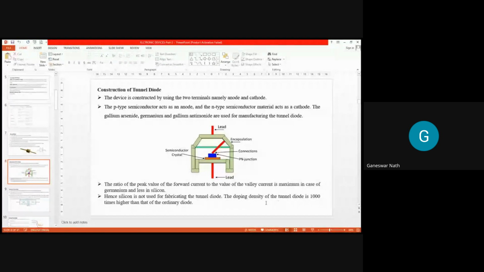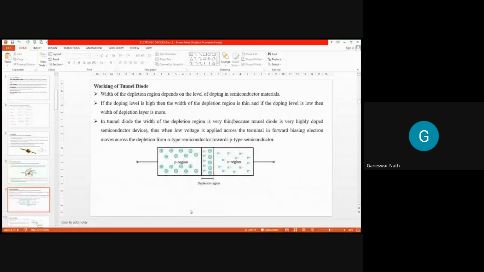Okay. So the doping density of the tunnel diode is 1000 times higher than that of an ordinary diode. You can see in an ordinary diode, we have doping of about 10 to the power minus 3 or minus 4 or minus 5. But here you can find 1000 times more doping in the case of the tunnel diode.